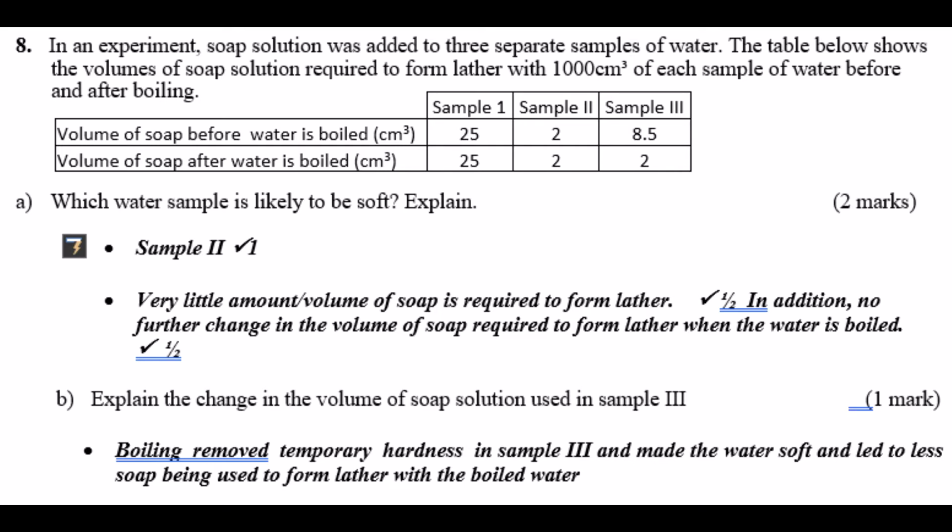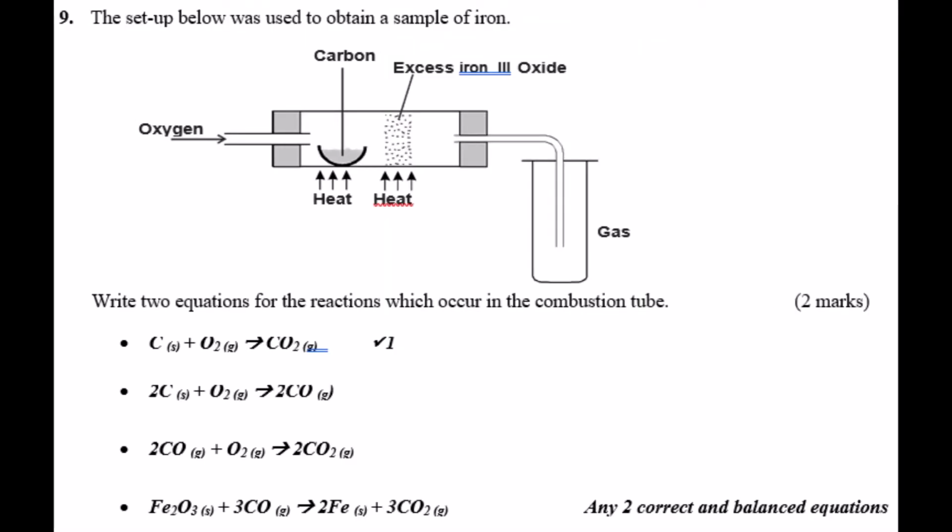So for part B, we are supposed to explain why in sample number 3, if you consider what has happened, the amount of soap required has changed from 8.5 centimeters cubed to 2 after boiling the water. That tells you this water had temporary hardness that was removed by simply boiling the water. And once the water was boiled, less soap was required to form lather, and that is the basic explanation for that. Question number 9, the setup as it was given.